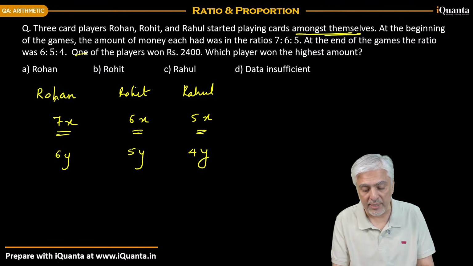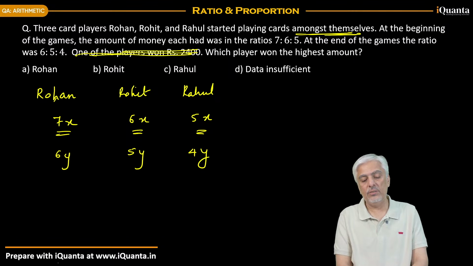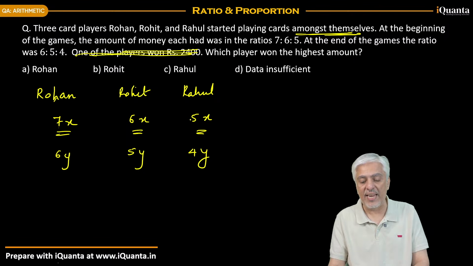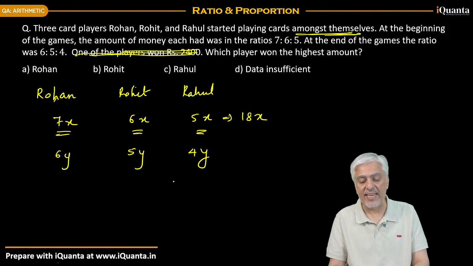The 2400, in my opinion, there is no need for it. Just leave it. So how much is this? In terms of x, how much is this? 13 plus 5, 18x. In terms of x, the total money was 18x. In terms of y, it is 15y.